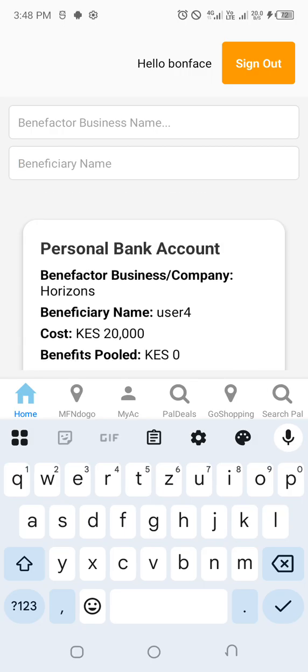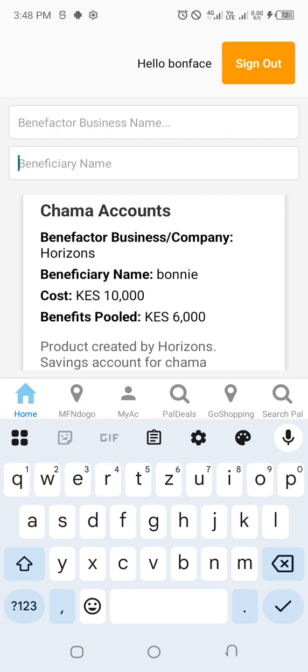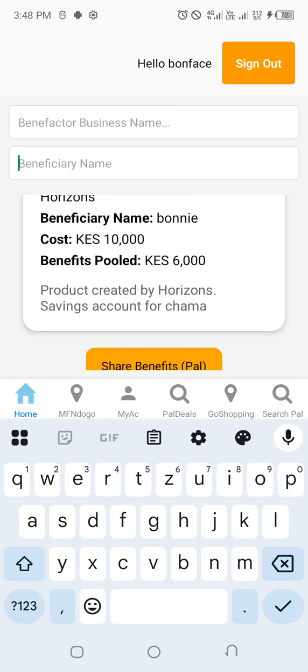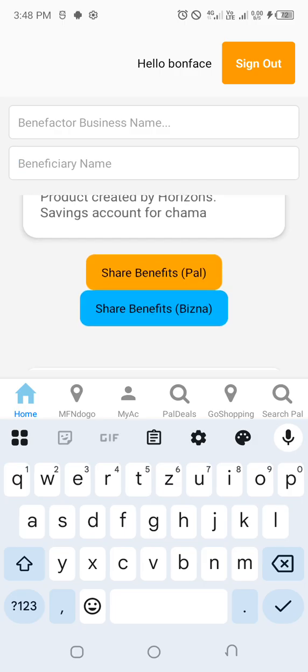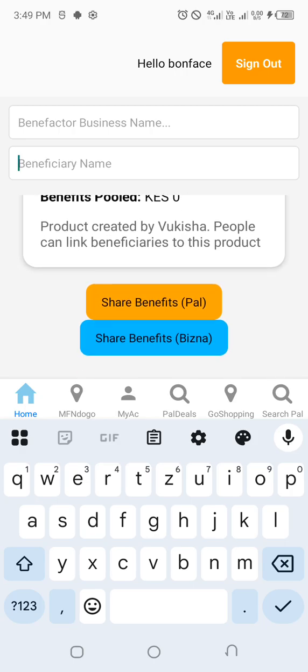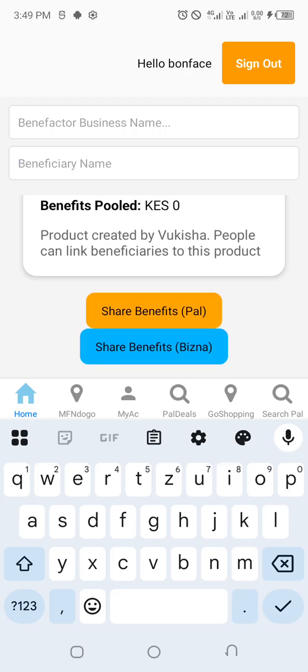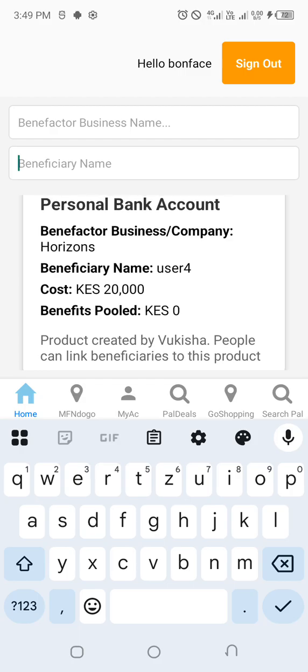So the beneficiary name is user 4. The benefactor is Horizon, even this one I think. For this one, the beneficiary name is Boni and the benefactor is Horizon. Okay, so far the cost is 10,000, but only the pooled benefits are 6,000. So others have pooled, but I as Boni want to contribute to this particular course. Okay, so this is product created by Vukisha.